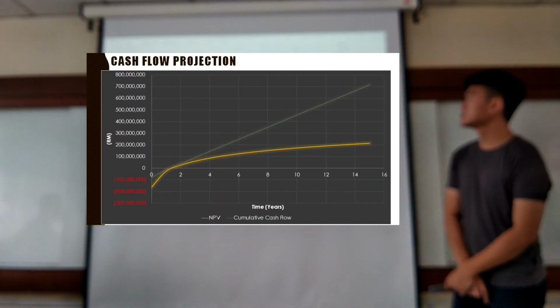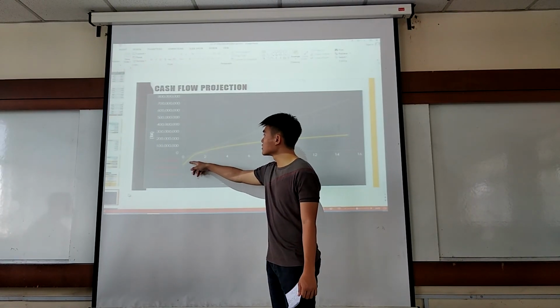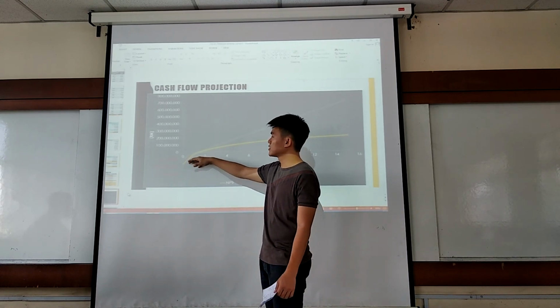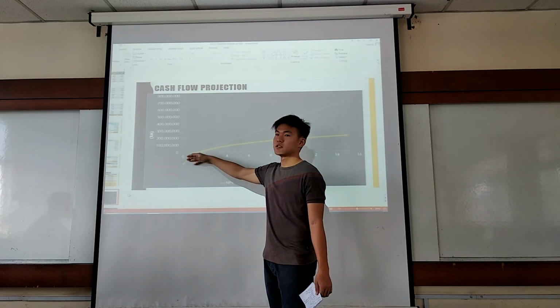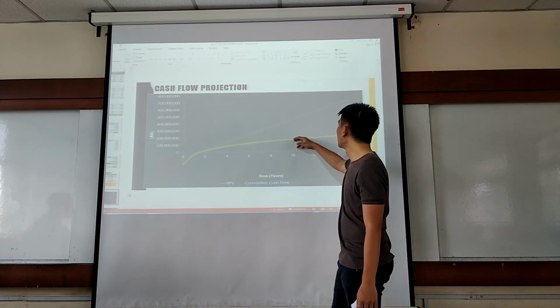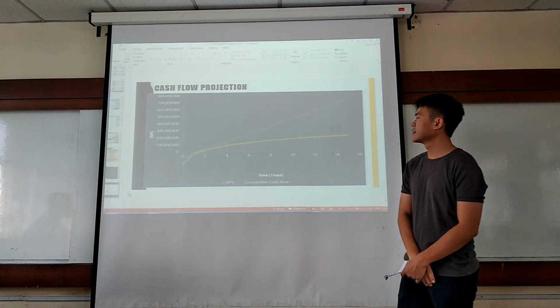Next, this is the cash flow prediction. We can see the trend here, where the payback time is around 1.6 years, just like I mentioned. It definitely starts from negative since we need to pay for the land and the equipment, and then it will slowly grow. This is our cash flow projection.